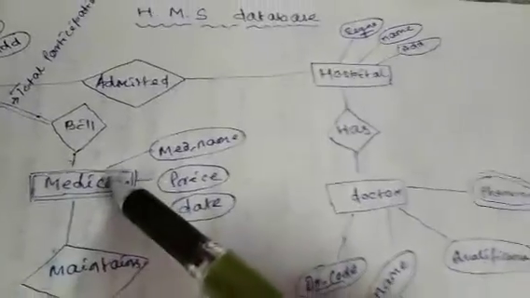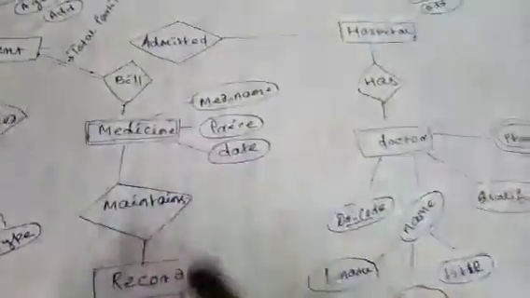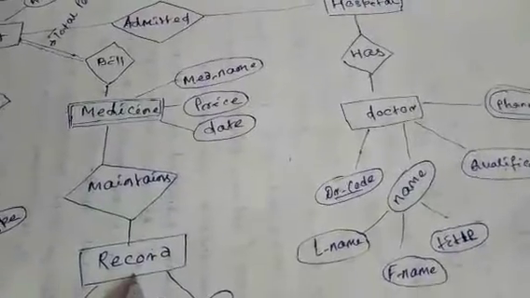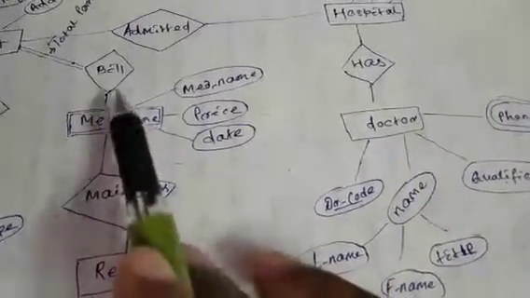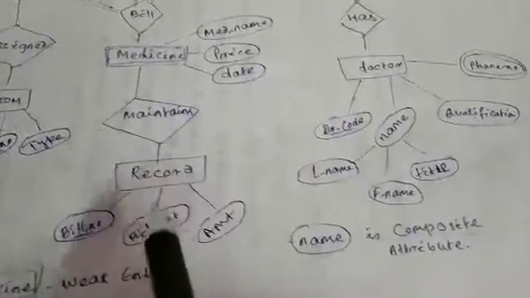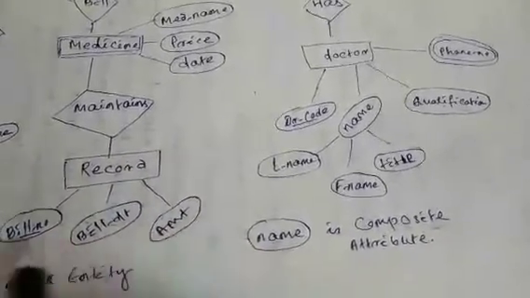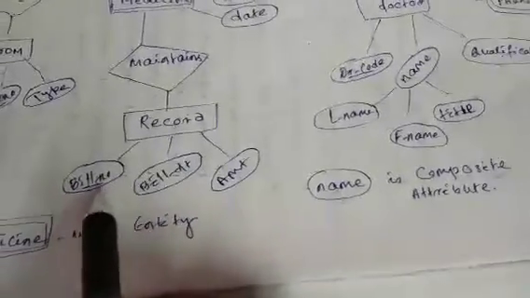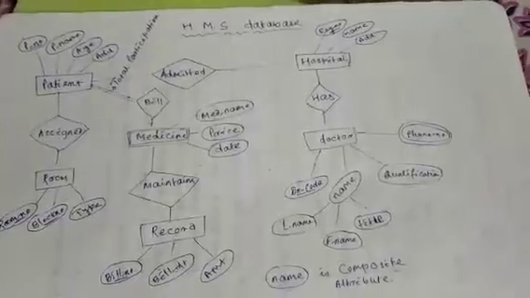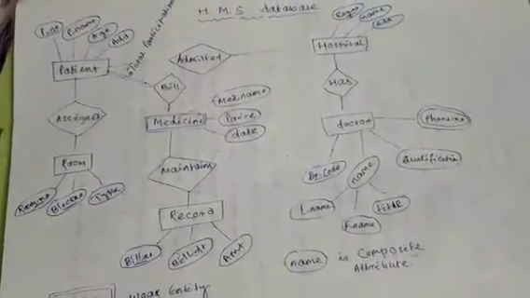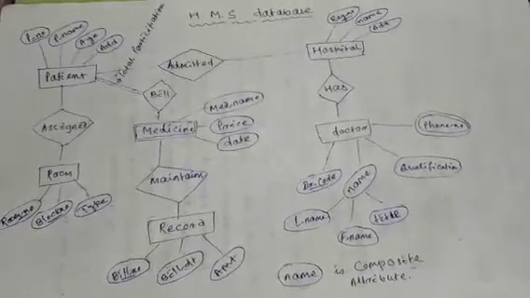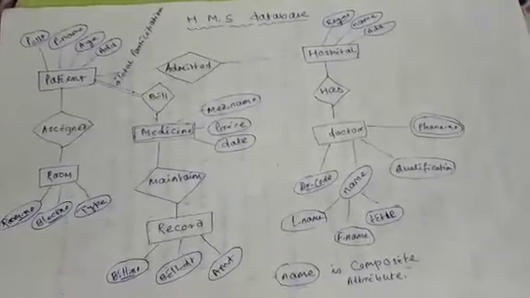And the medicine department maintains a record of what medicines are given to the patient. So the relationship between this medicine and record is maintenance. Again, this record is an entity which has a number of attributes like bill number, bill date and amount. The bill number is considered the primary key, which is underlined. So by considering all these things, entities, attributes and different relationships, we can draw this diagram for a hospital management system for our example.